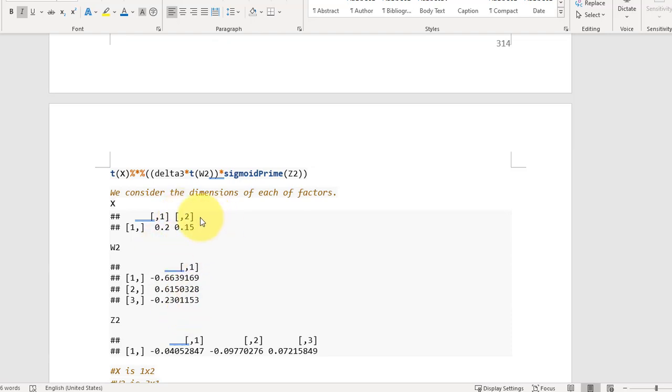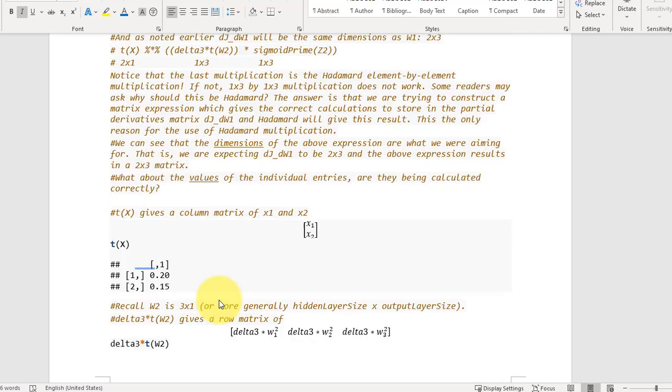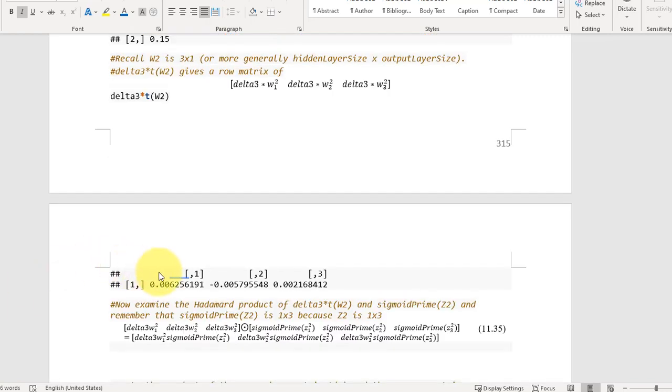Here's some more confirmation of the dimensions and so on. So you can go through that, make sure that the dimensions are working. Here's what we just said, that if we scalar multiply this times this, we get a row matrix like this. That is, we get delta 3 times the first element of the W2 matrix, which is this one, and then times the second element, same delta 3, and same delta 3 times this one. And we can test it out and see what they are.